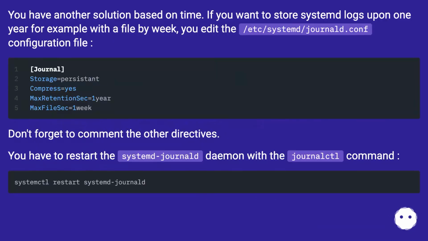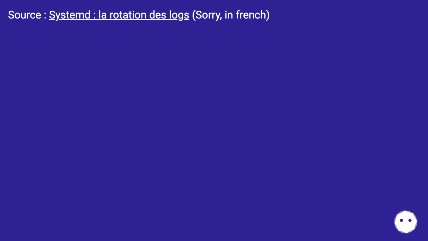You have another solution based on time. If you want to store systemd logs up to 1 year, for example, with a file by week, you edit the /etc/systemd/journald.conf configuration file. Don't forget to comment the other directives. You have to restart the systemd-journald daemon with the systemctl command. Source: systemd, la rotation des logs, in French.